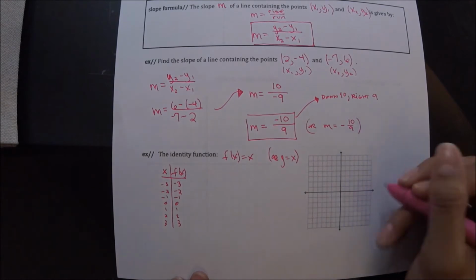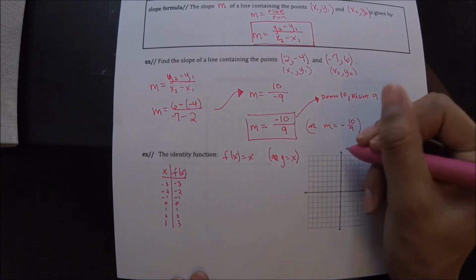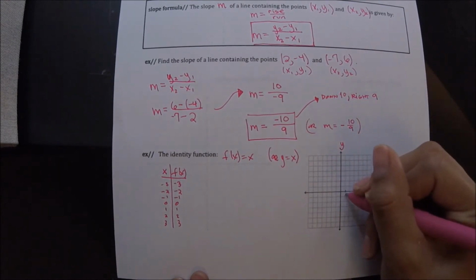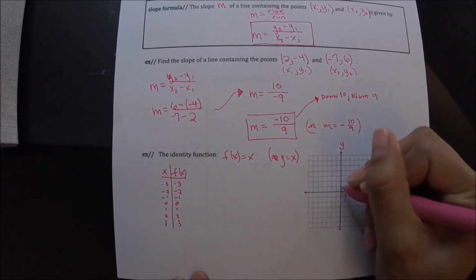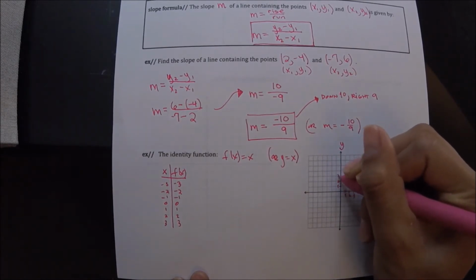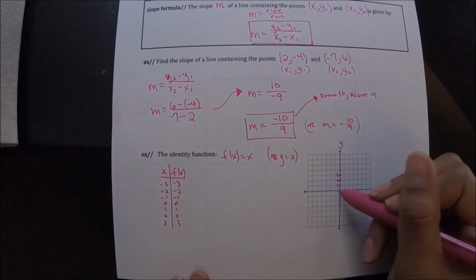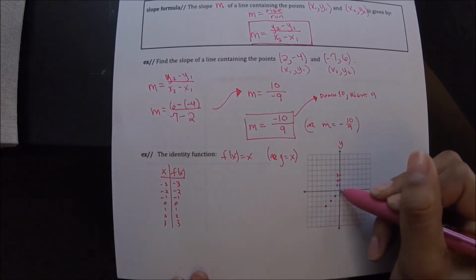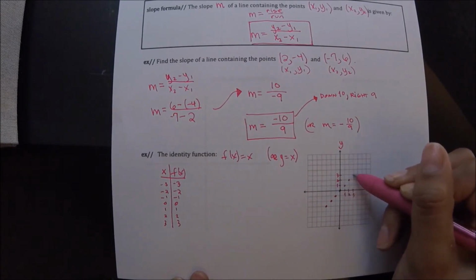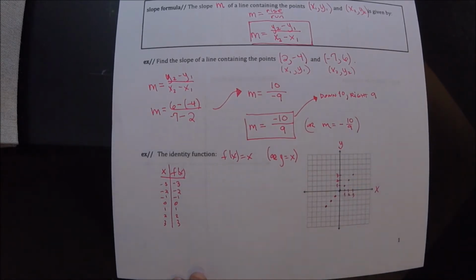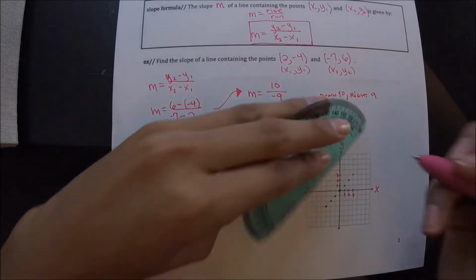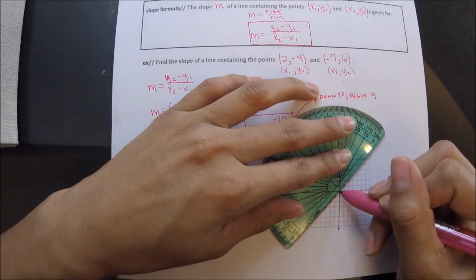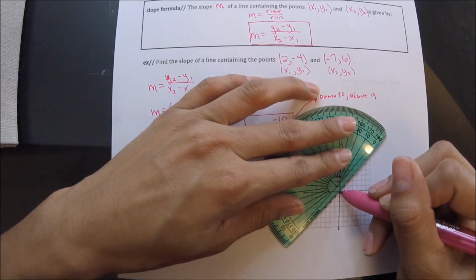And if I plotted them, I'm going to label my axes, put in a scale 1, 2, 3, 1, 2, 3. Alright, and then I need to plot negative 3, negative 3, negative 2, negative 2, negative 1, negative 1, 0, 0, 1, 1, 2, 2, 3, 3, and so on. So we see that the line that's being created is a perfect diagonal line.